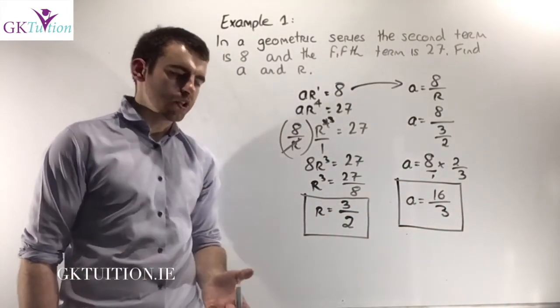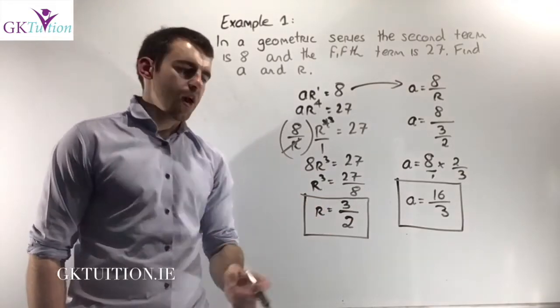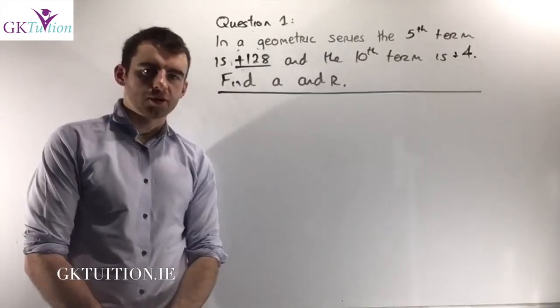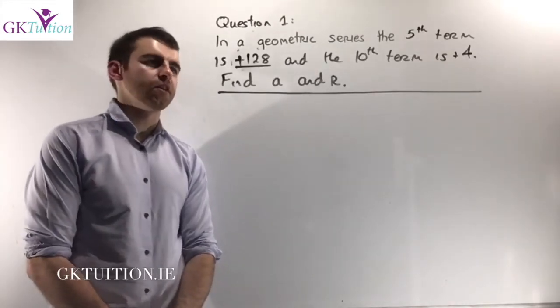And the common ratio is 3 over 2. And that would be your final answer in a question like this. Okay, so I want to just practice one question based on this theory.